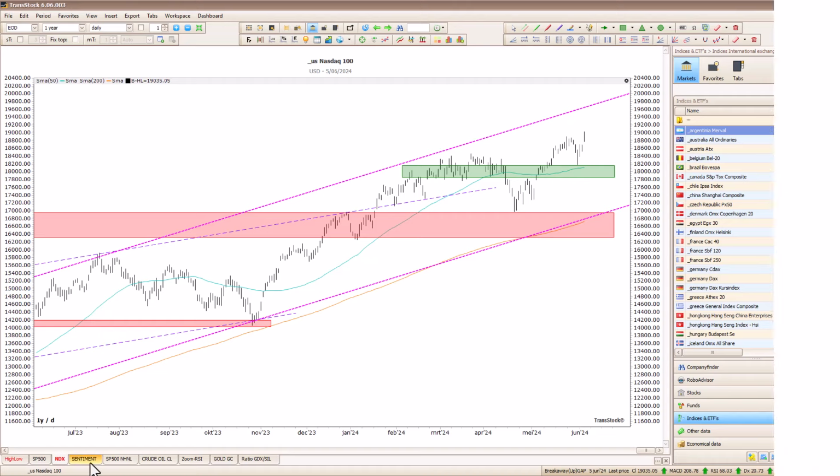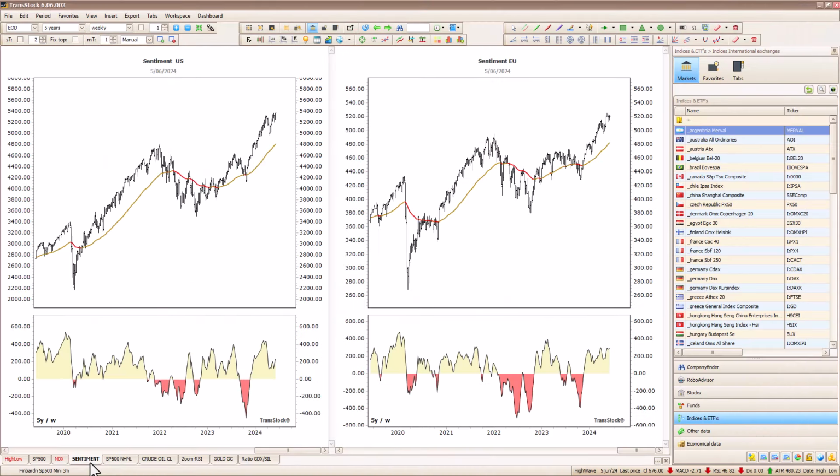Next, here you see the sentiment study. It shows the market momentum for the US and Europe. On the left, you see the S&P 500 and on the right, you see the Stoxx 600. Below, the market momentum is drawn, considering a dozen criteria using trend, momentum, and volume indicators.